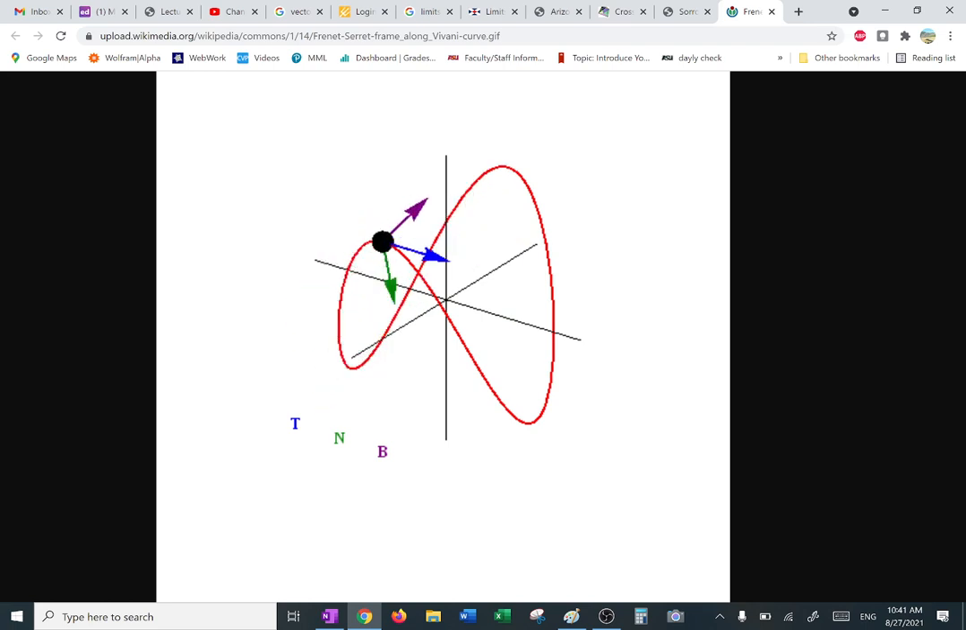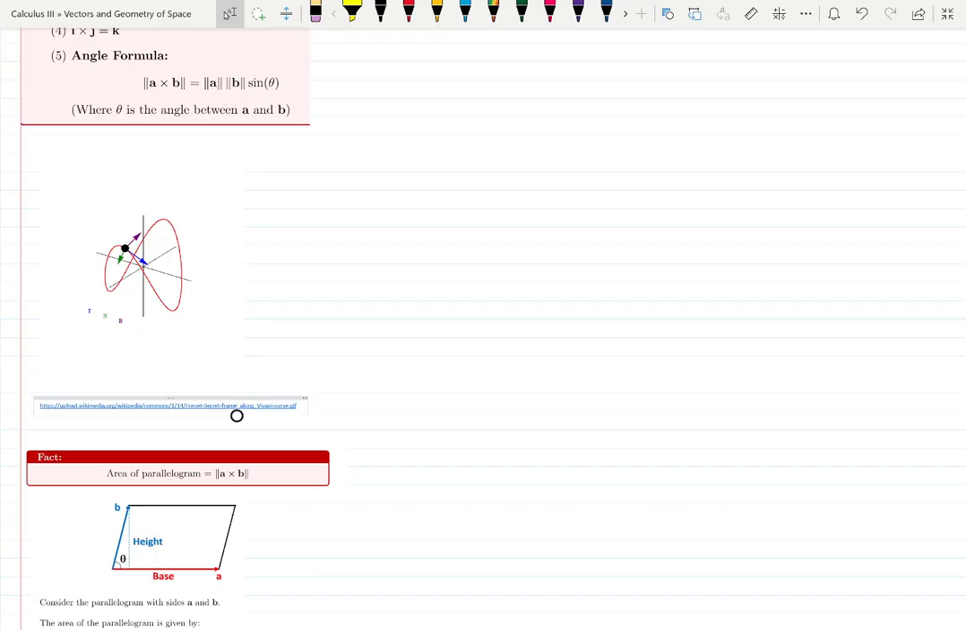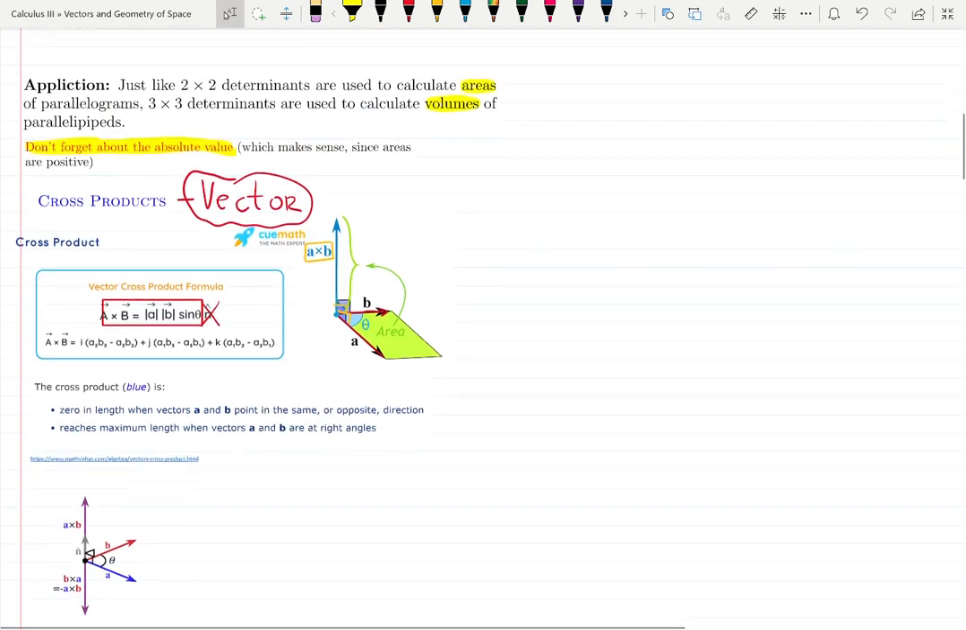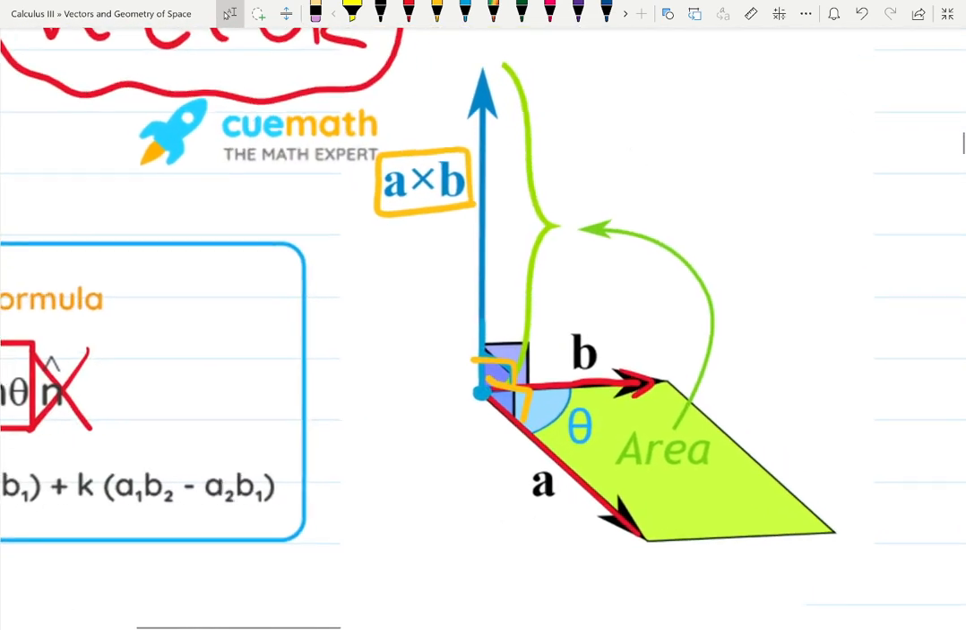Could you explain the zero again? The zero? Yeah. When I found this vector, look at this. This is a good explanation. I found this blue vector. The blue vector is perpendicular to B and perpendicular to A.